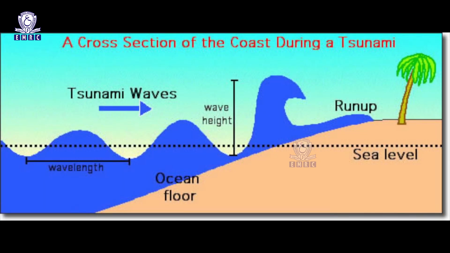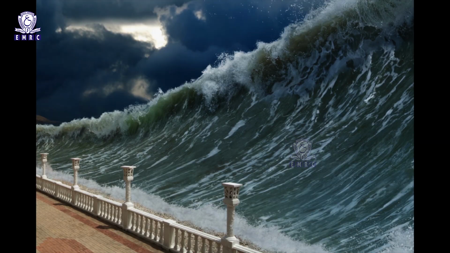While tsunamis have a relatively small height at the point of origin, they have very long wavelengths, up to 100 to 200 kilometers. Because of the long wavelength, they behave as shallow water waves throughout the entire ocean. The depth of the ocean is always shallower than half of their wavelength. As shallow water waves, their speed depends on the water depth, but they can still travel at speeds of over 750 km per hour.